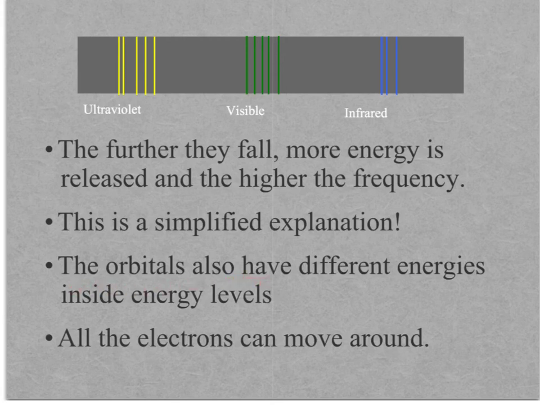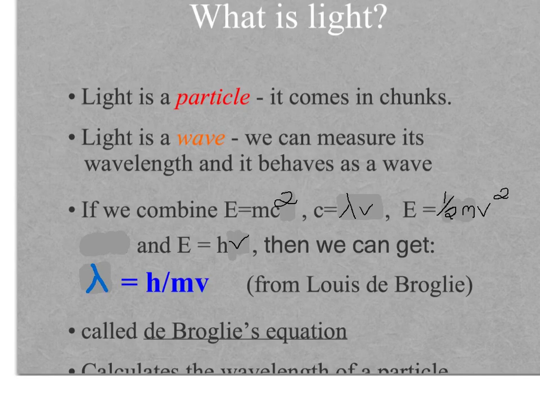So the orbitals for each electron also have different energies inside their energy levels. And just remember that all electrons can move around. So just to define light in general, light is a particle. It comes in chunks, which is again why it can be quantized, because energy can be quantized in chunks. Light is also a wave. We can measure its wavelength and it also behaves as a wave.